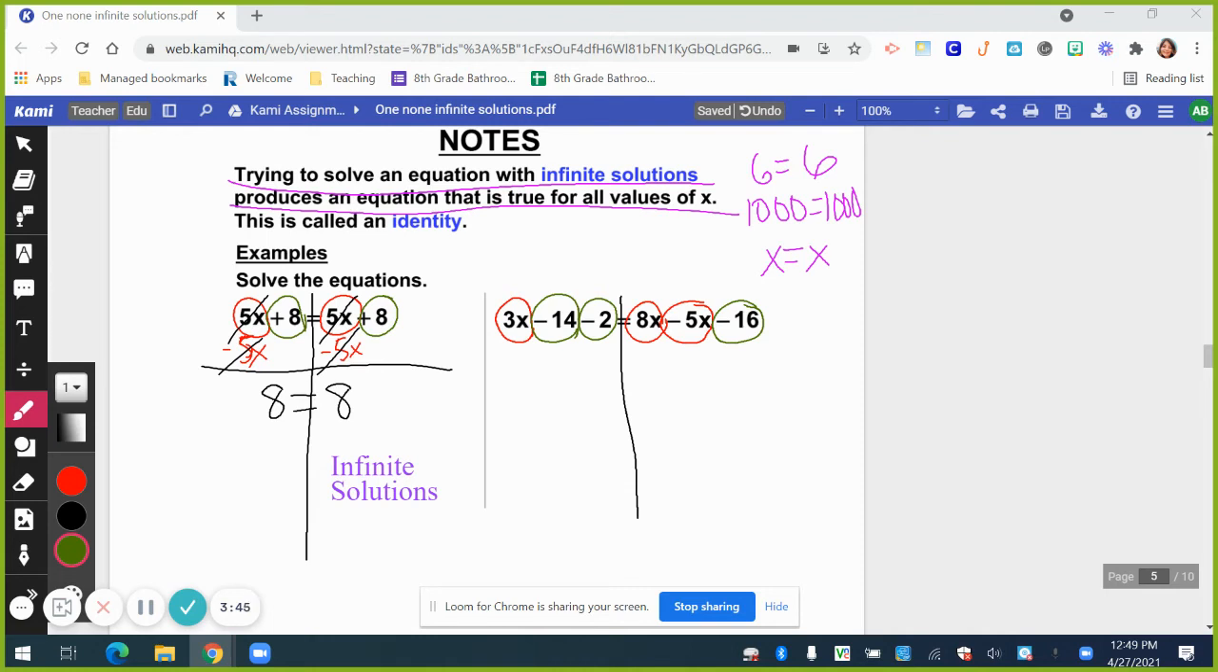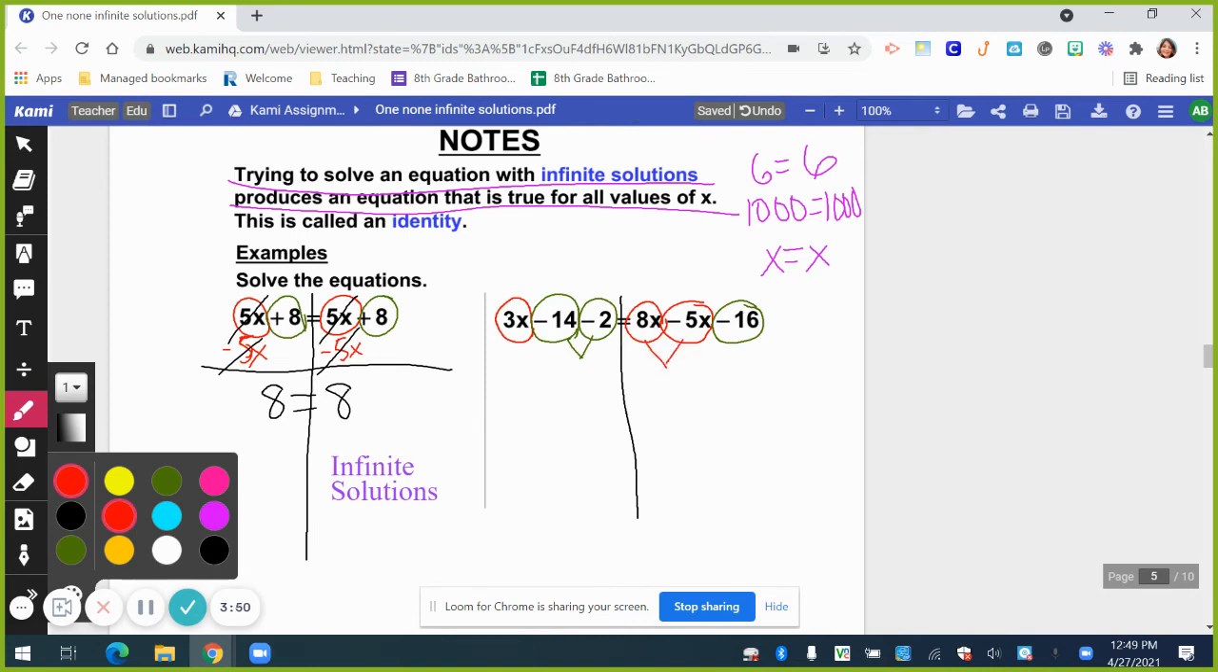So now the ones that are on the same side of the equation, you can go ahead and combine. So on the left side of the equation, negative 14 minus 2 is the same thing as negative 14 plus negative 2. So that is going to be negative 16 or minus 16. And then I have my 3x. So over here I have 8x minus 5x. That is the same thing as 3x. And then I have minus 16.